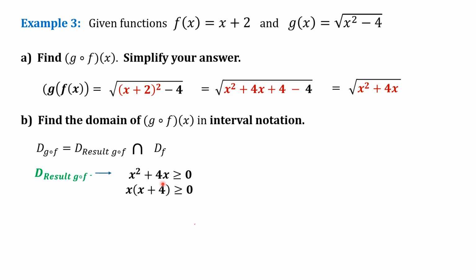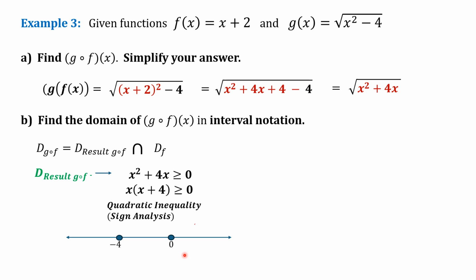x squared plus 4x is greater than or equal to 0, or factoring this, it will give us x times x plus 4 greater than or equal to 0. As we can see here, the product of these two expressions is positive in two cases: if both of them are positive and both of them are negative. Since there are two cases, we are using sign analysis. And as we know, this is a quadratic inequality. So in using sign analysis, we will identify the zeros here, which are 0 and negative 4. So writing negative 4 on the left and 0 on the right.